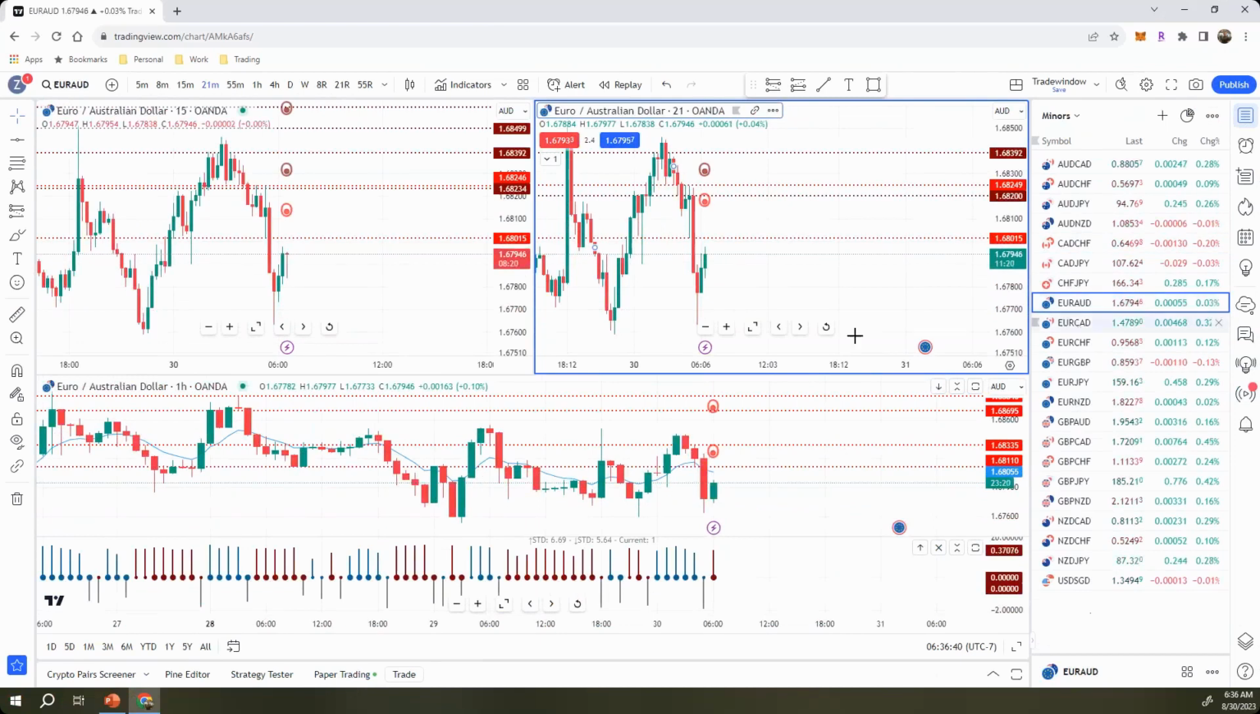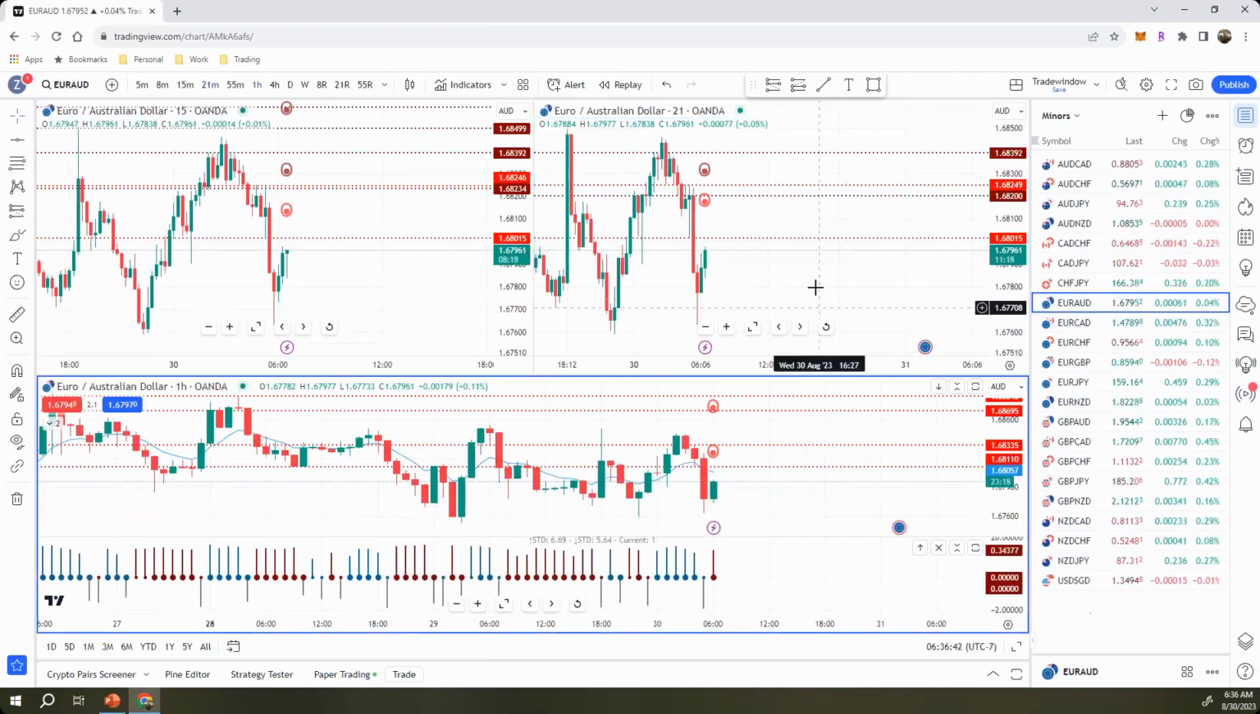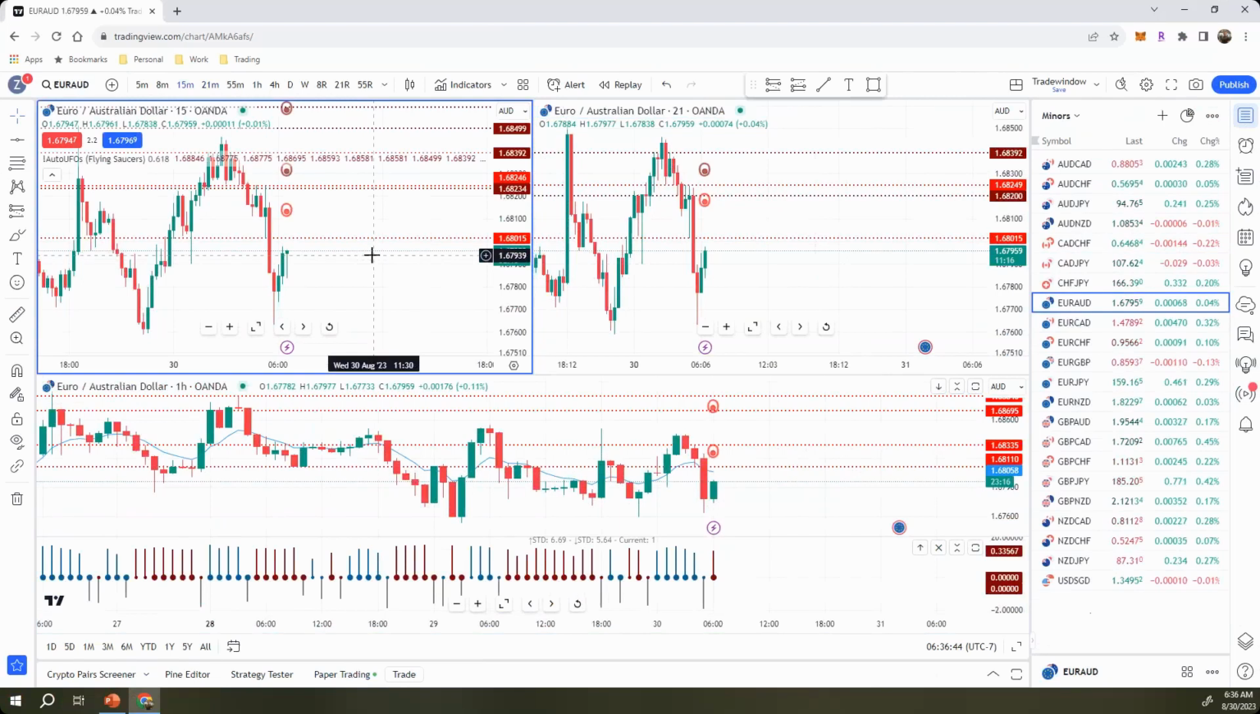Okay, looks like it's popping up. We have the hour down here, and the 21-minute and the 50-minute up above. We have a moving average at 168, which is right within this UFO. Guys, we're getting a little lucky today. Let's go ahead and set this up.